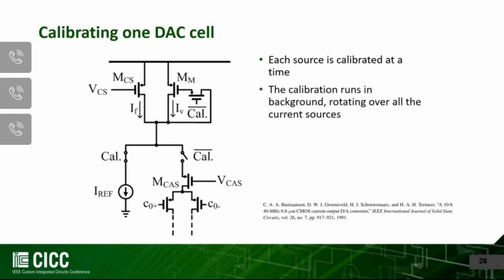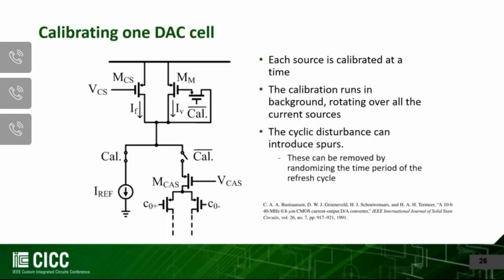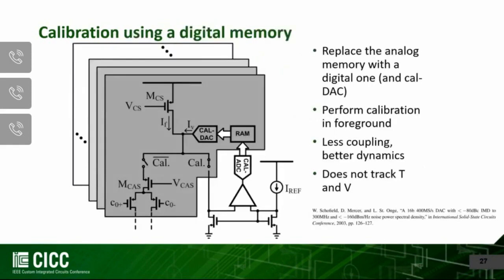So this is a background calibration, and as we said, the cyclic disturbance can introduce spurs, but we can basically randomize the refresh rate and get rid of it. A different implementation of the same idea is shown here.